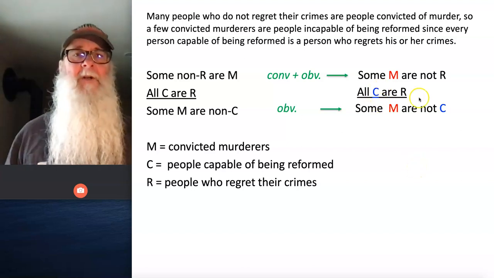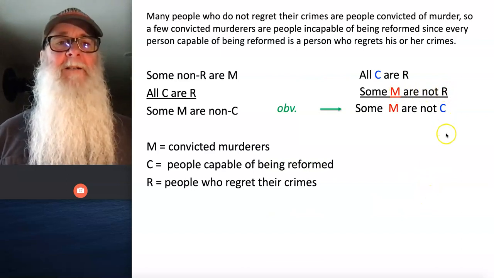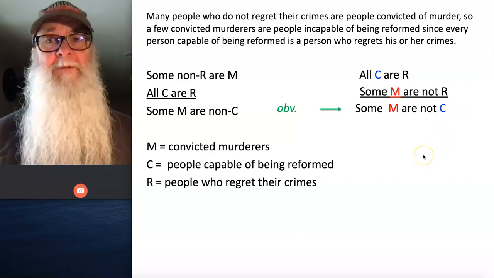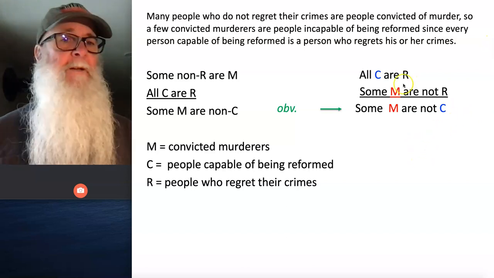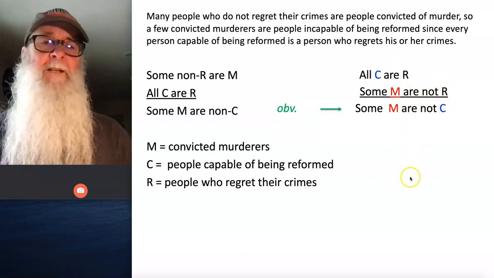We've got to make it so that all C are R is our first premise, and some M are not R is our second premise. And now we have the argument in standard form. 3 terms, 2 times each, the exact same way each time. Major premise first, minor premise second, middle term appearing in both premises and not the conclusion.